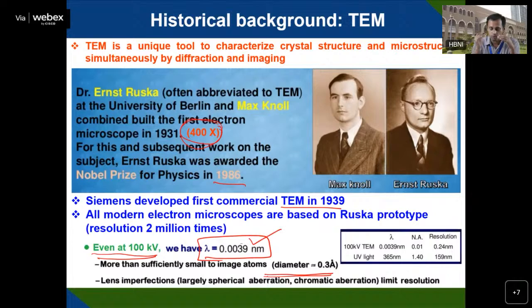Lens imperfections limit the resolution. In the earlier versions of the electron microscope you have a lot of aberration, such as spherical or chromatic aberration. With the newer versions of the TEM, those lens imperfections can be rectified, and you get very high resolution images in a transmission electron microscope.